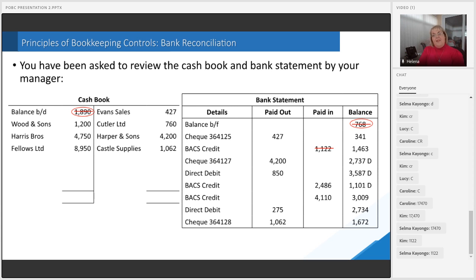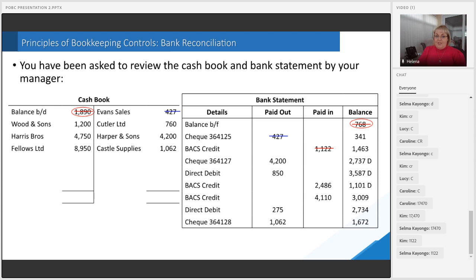Step 2. This is where we highlight the transactions that appear in both. Guys, when you get into this, you'll find you've got your own little rhythm. Mine is I always, for whatever reason, go down the paid out column in my bank statement. It doesn't matter the approach as long as you do it all. So the first transaction is £427 on my bank statement, and I can see that on the credit side of my cash book. So I'm going to highlight that off.